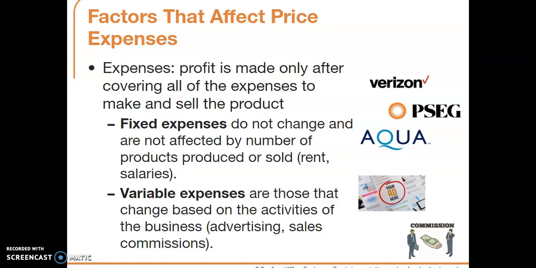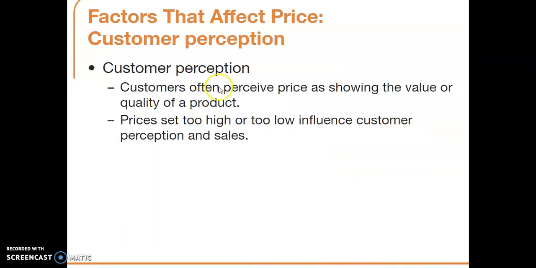There's fixed expenses and variable expenses. So fixed expenses do not change and are not affected by the number of products produced or sold. I have an example of rent here or salaries. They're going to be the same every single month, where variable expenses can change. So those would include advertising, sales commissions, like my electric bill changes every month, my water bill changes every month. So those would be variable expenses.